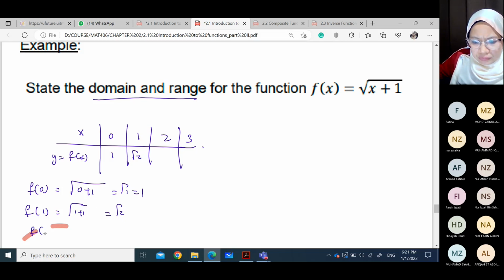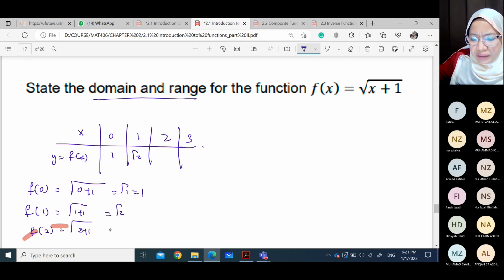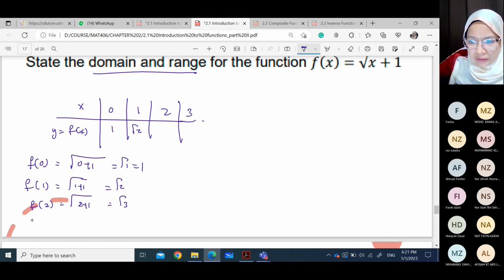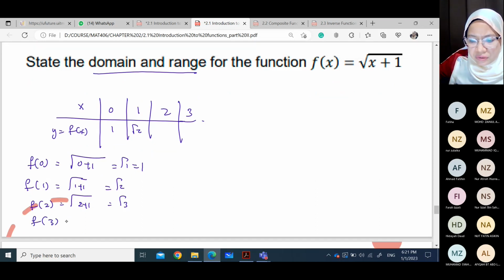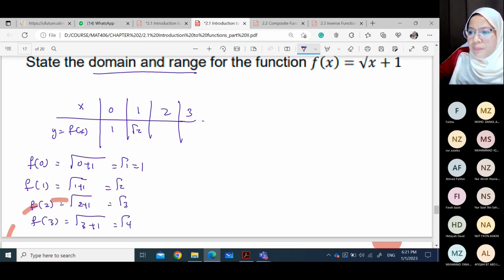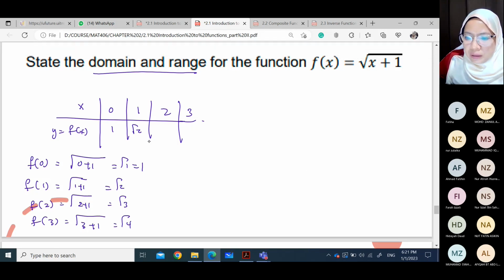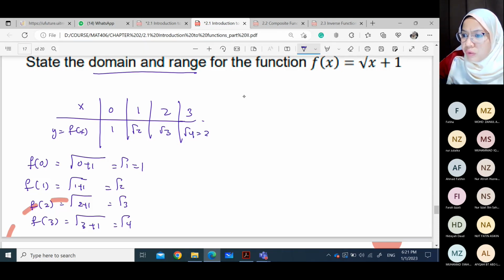square root of 2. So when X equals to 2, so we have 2 plus 1, which is square root of 3. And the last one, X equals to 3. So the range here is 3 plus 1. So here we have square root of 4. Okay, right. So ni adalah square root of 3 and this one is square root of 4, which is equivalent with 2.